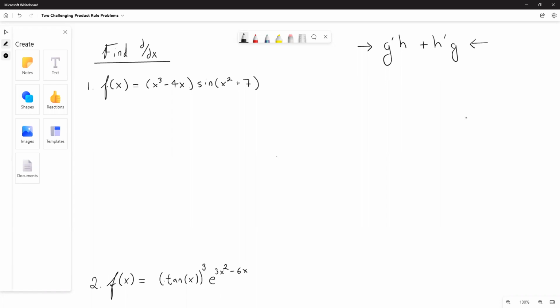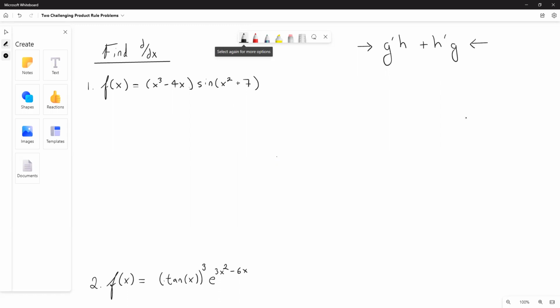All right. Remember that the product rule says that if we have two functions of x multiplied together, call them g and h, that the derivative of the product is g prime h plus h prime g. Okay, so in this first one, for example, this parentheses would be g, the sine function would be h. So that's the process we're going to follow.